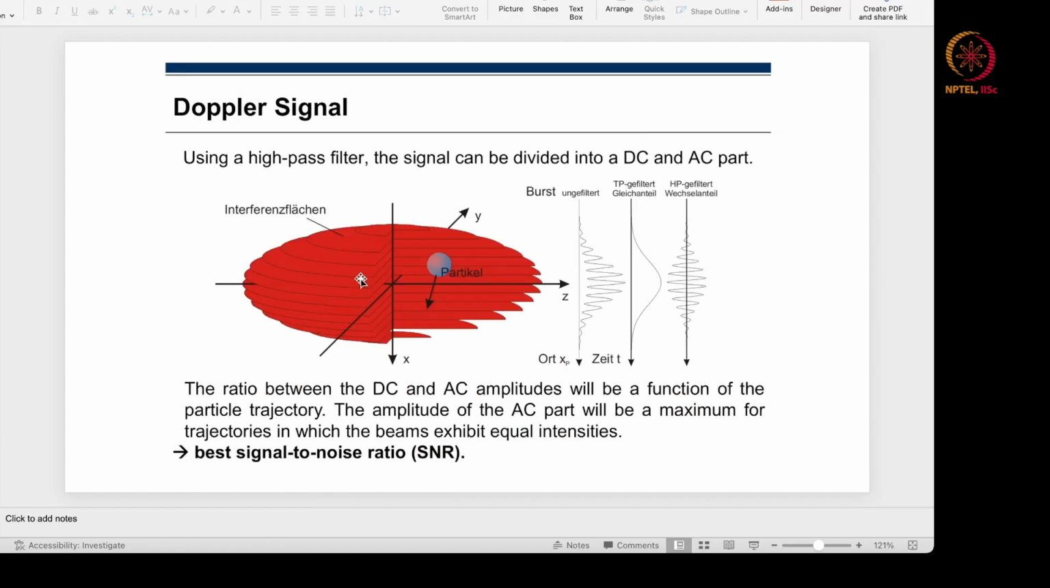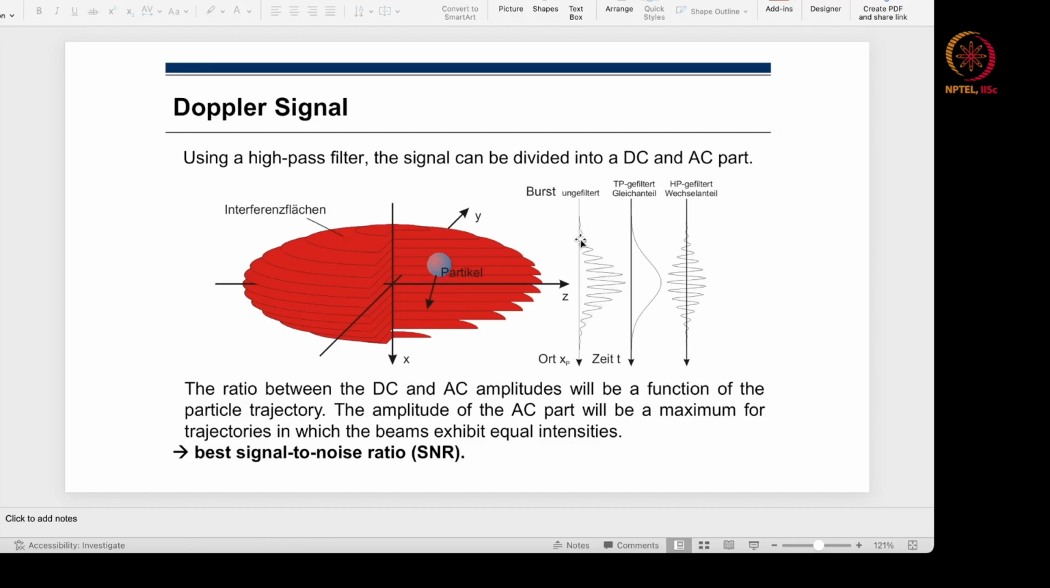If you consider, this is kind of the interference fringes. Again, there is a little bit of German here. This is from Professor Tropea's lecture notes. So if you look at it, these are kind of like slices, three-dimensional interference slices, so to say. So what happens is that as the particle, so this is x and y, and then this is z, passes through this measurement volume, this is a typical what we call a Doppler burst.